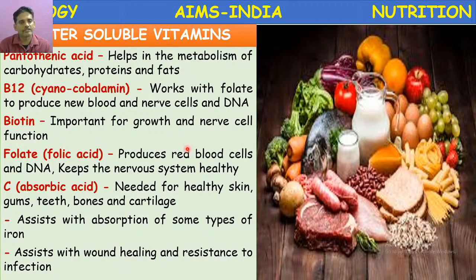Vitamin B1, thiamine; vitamin B2, riboflavin; vitamin B3, niacin or nicotinic acid; vitamin B12, cyanocobalamin; pantothenic acid, folic acid, biotin or vitamin B7; and vitamin B6, also called pyridoxine. These are the B complex vitamins, and ascorbic acid or vitamin C. These are all the water soluble vitamins. Okay.